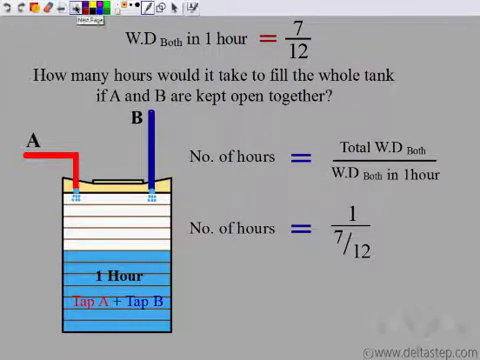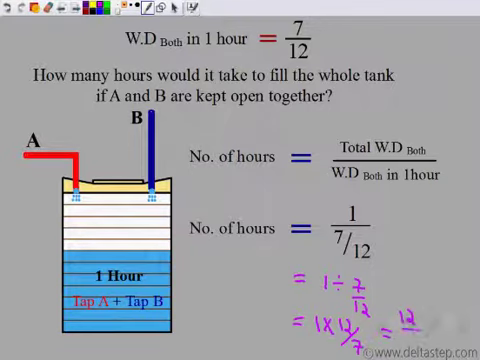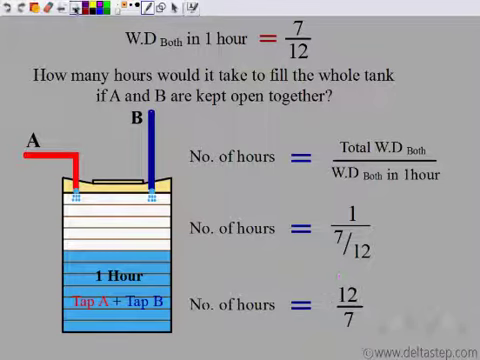Now this is 1 divided by 7 by 12, which is same as 1 times 12 by 7. So this is equal to 12 by 7 hours. So number of hours is 12 by 7. Now if I convert this into decimals, I get approximately 1.71 hours.